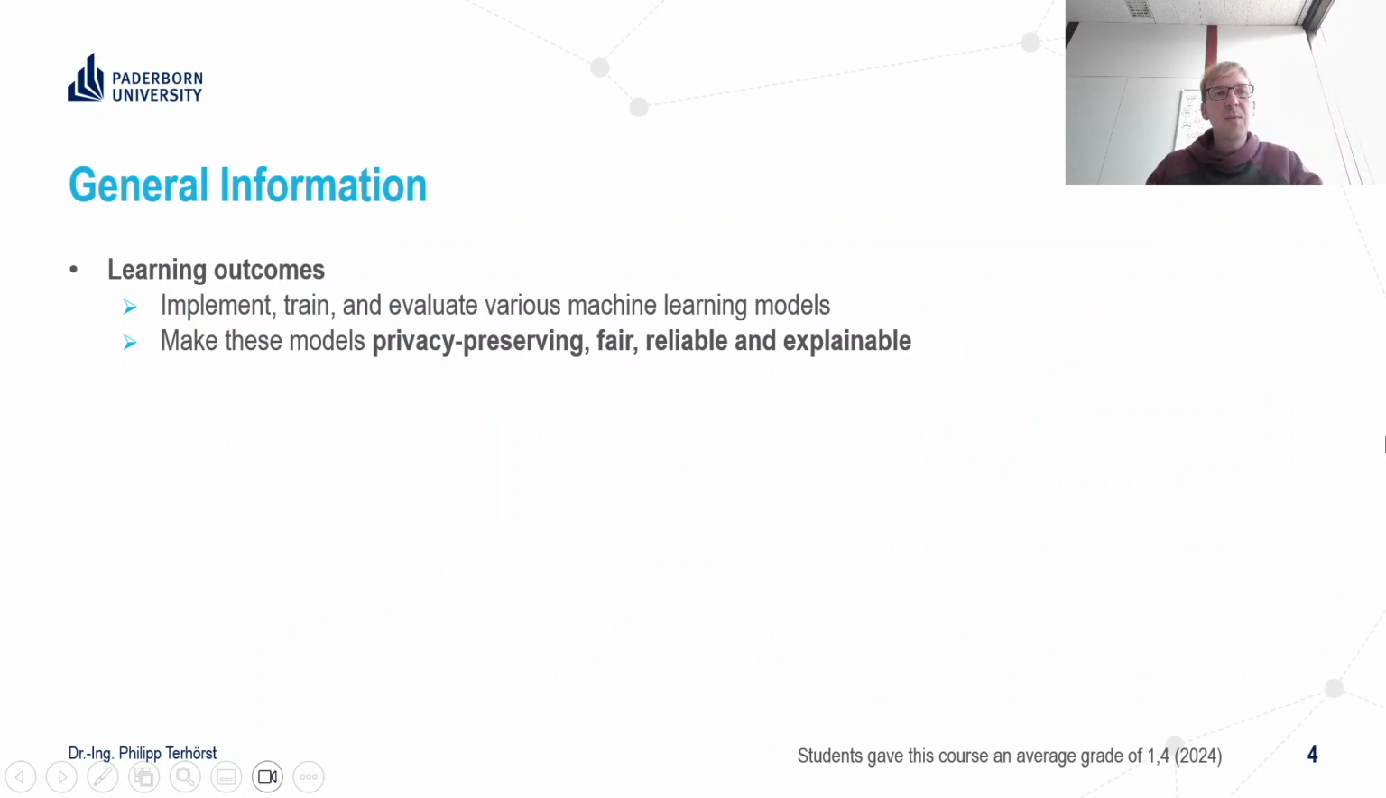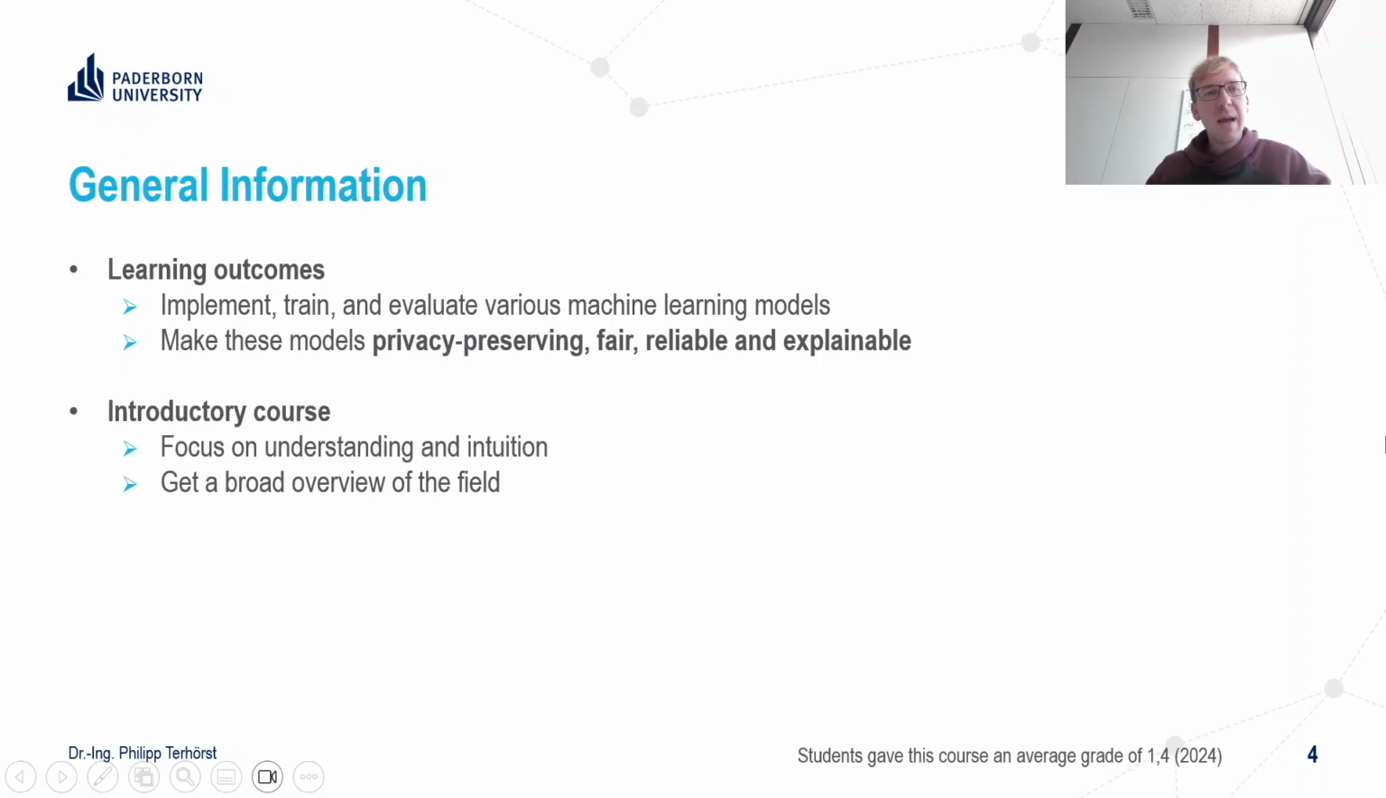So for the learning outcomes, we will learn how to implement, train and evaluate various machine learning models, and also how to make these models privacy preserving, fair, reliable and explainable. So these will be the human-centered aspects of this course here.